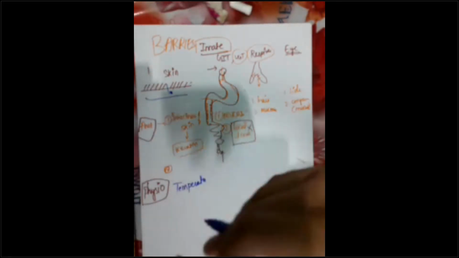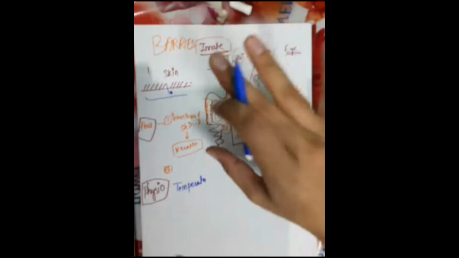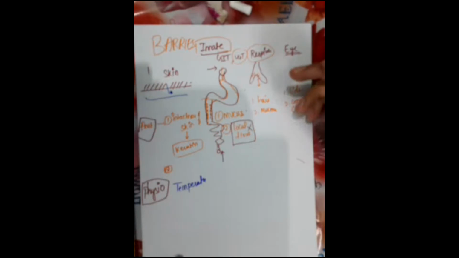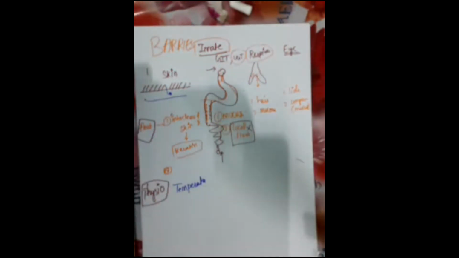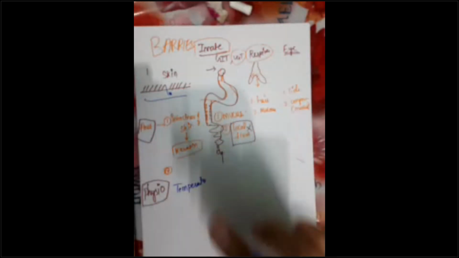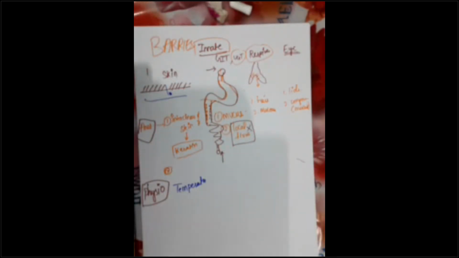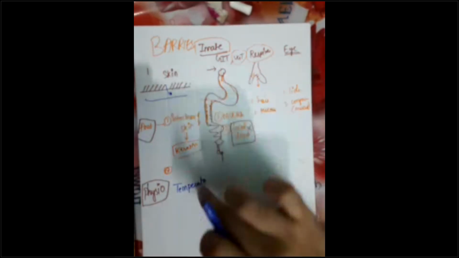Temperature acts as a barrier elsewhere also, where it will not allow replication of the bacteria to take place. For replication of the bacteria to take place, adequate optimum temperature is required. If that is not there, the bacteria will not grow. Okay, skin is done: anatomical done, physiological done.